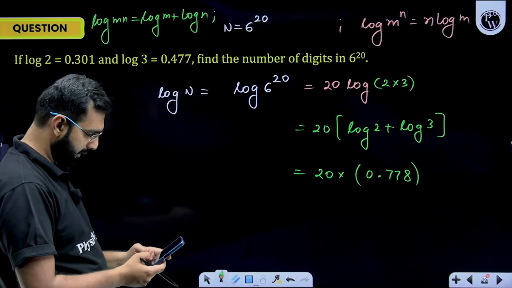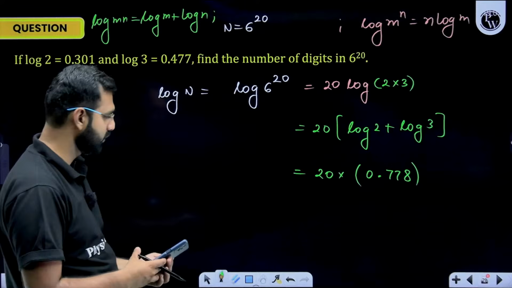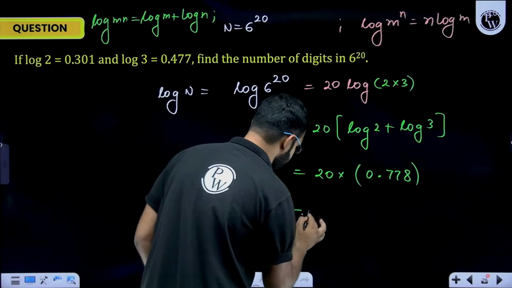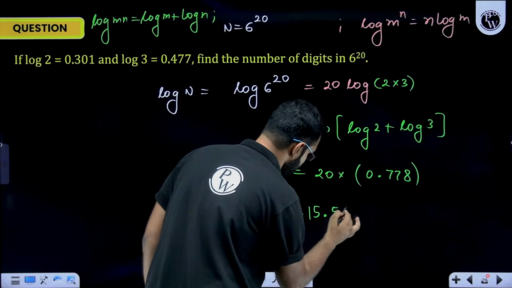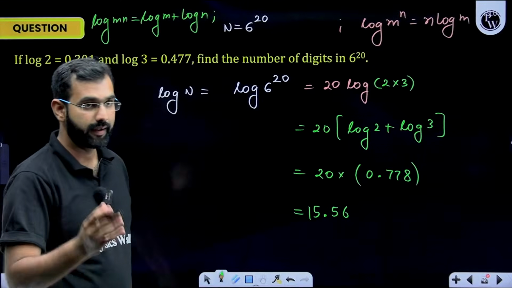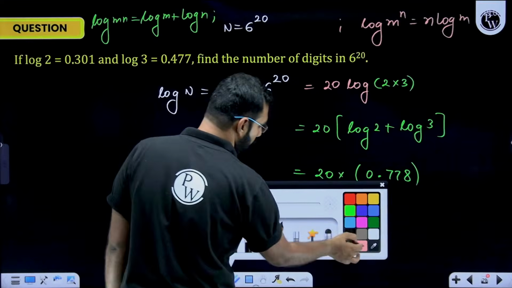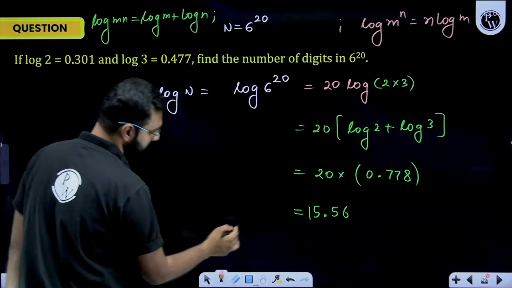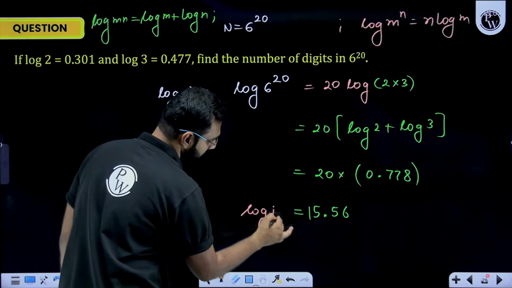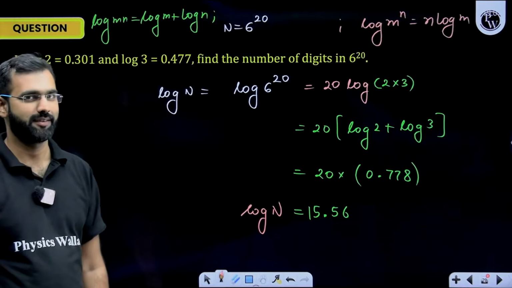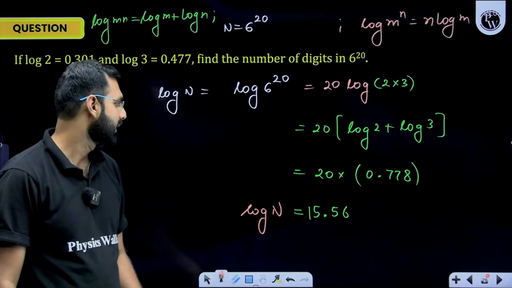0.778 when multiplied with 20, there are some short techniques as well, is going to be 15.56. This is going to be 15.56. Now pay attention to that part. Great, so Rags has already answered. That's brilliant. So with that, all I'm trying to say here is that this is log n. That's brilliant, Rags.